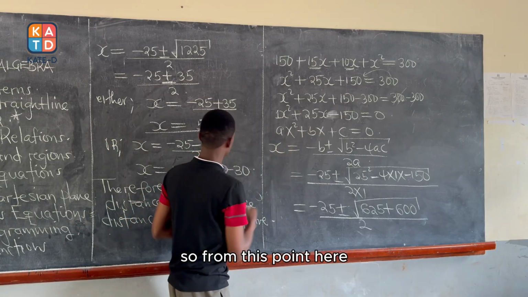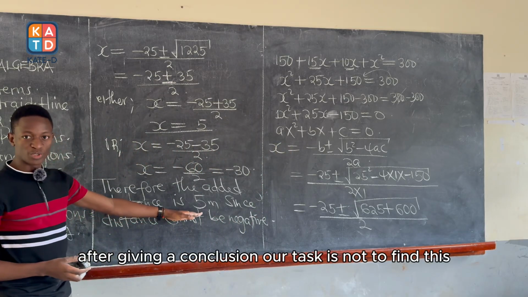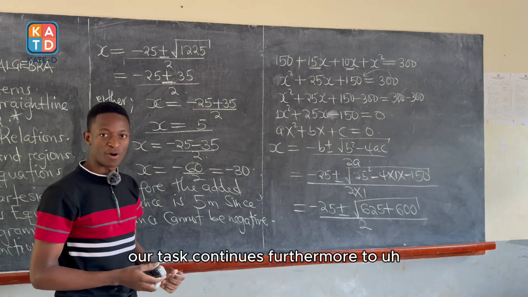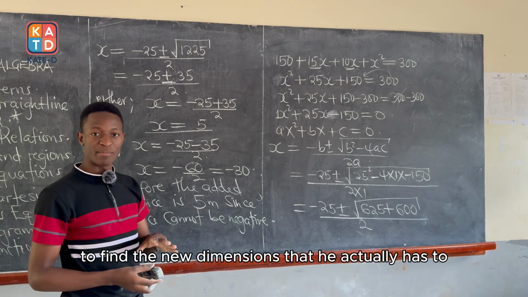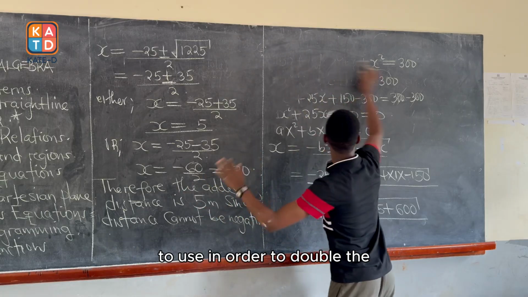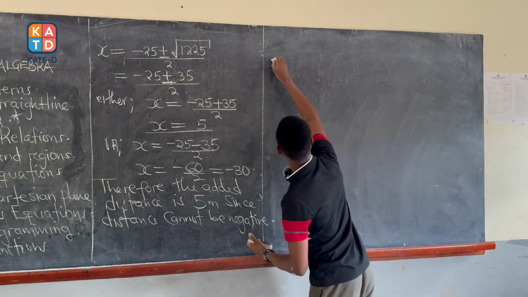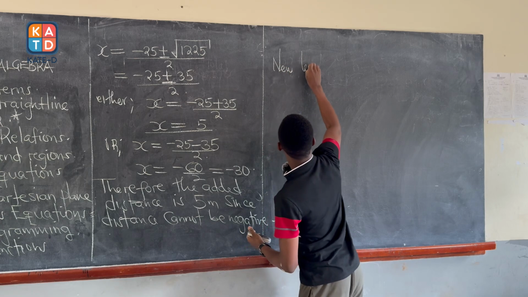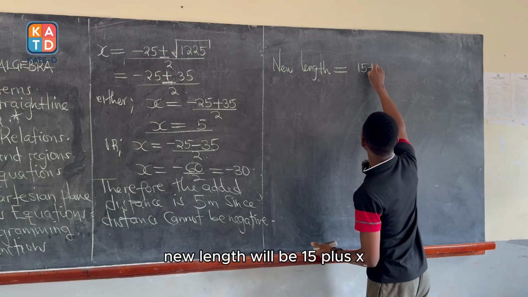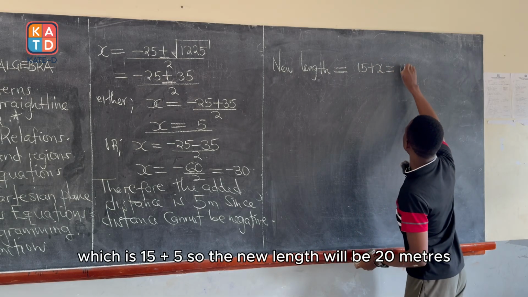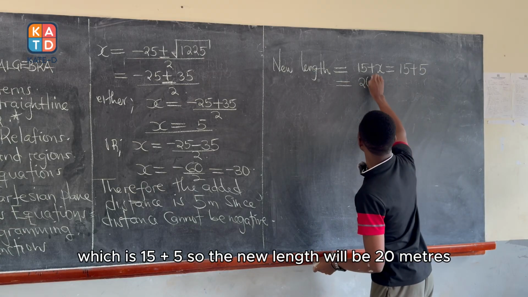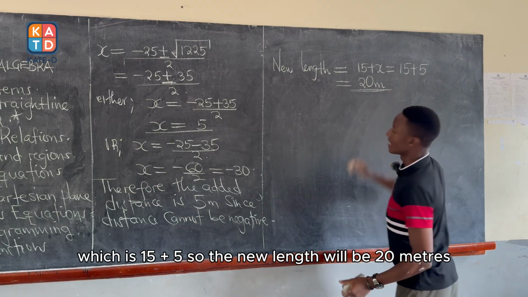So from this point here, after giving a conclusion, our task is not to find this. Our task continues furthermore for us to find the new dimensions that he actually has to use in order to double the area. We have to find the new length, which will be 15 plus x, which is 15 plus 5. So the new length will be 20 meters.